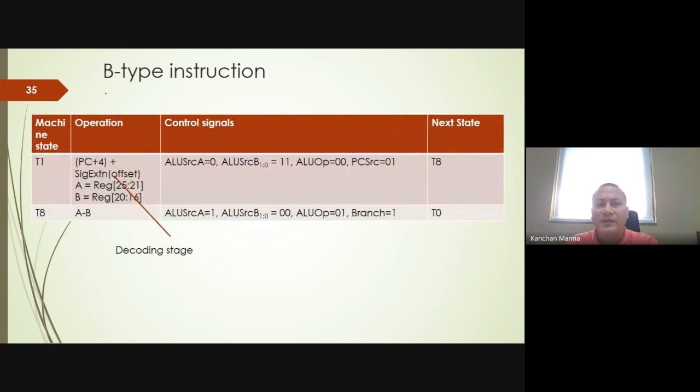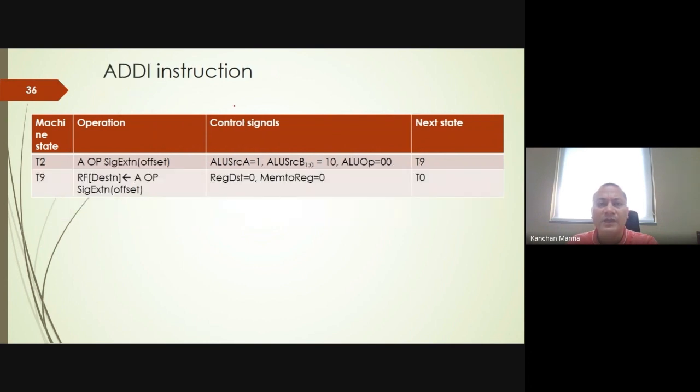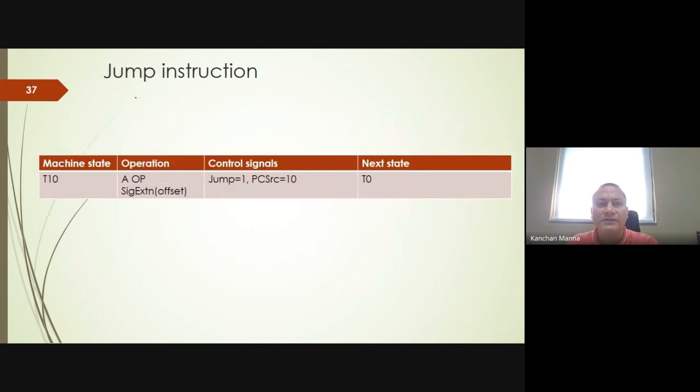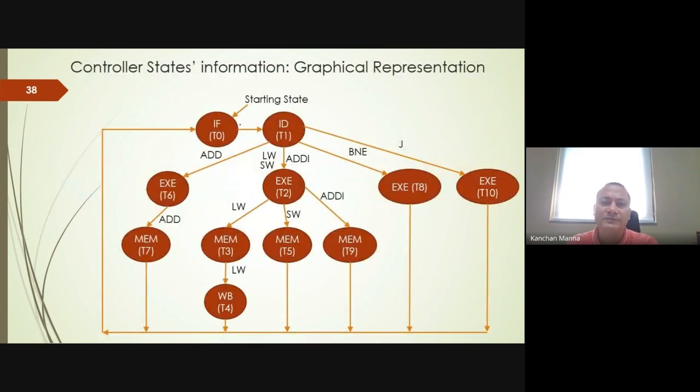So this is the state table for the branch type instruction, and this is the fetch state. After finishing the execution, we say go to the fetch state to fetch the next instruction. So this is the addi instruction, and this is the jump instruction. So this is the state diagram of the controller.